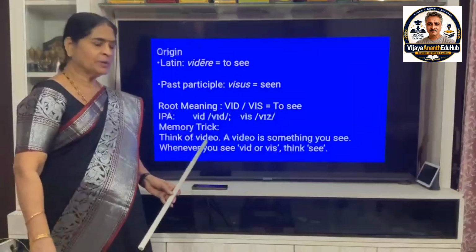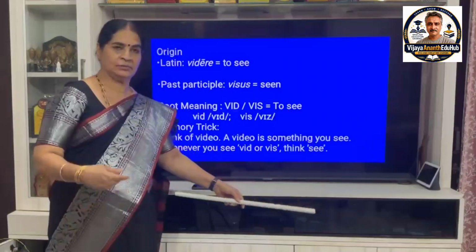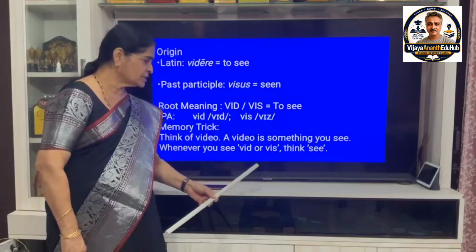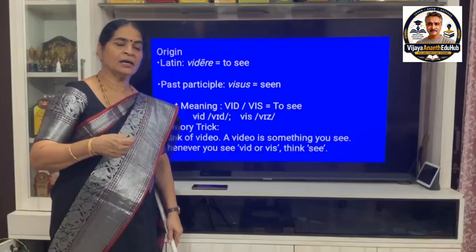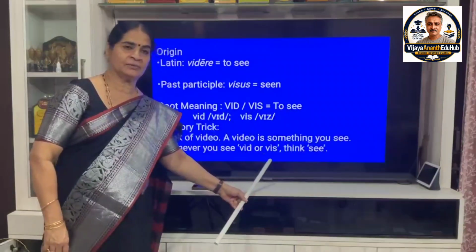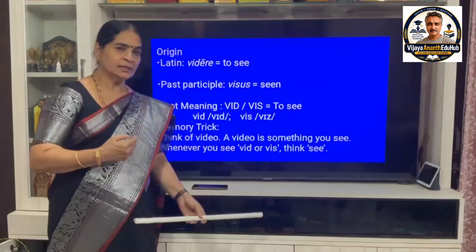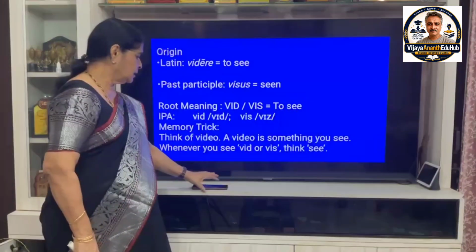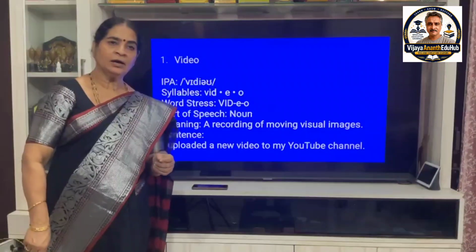So simply you can remember, think of the video. A video is something you see. Wherever you see vid or vis, you have to remember it means something related to seeing. Wherever you see the root, you can understand easily that the word means something related to seeing. That's the origin of the root vid or viz.